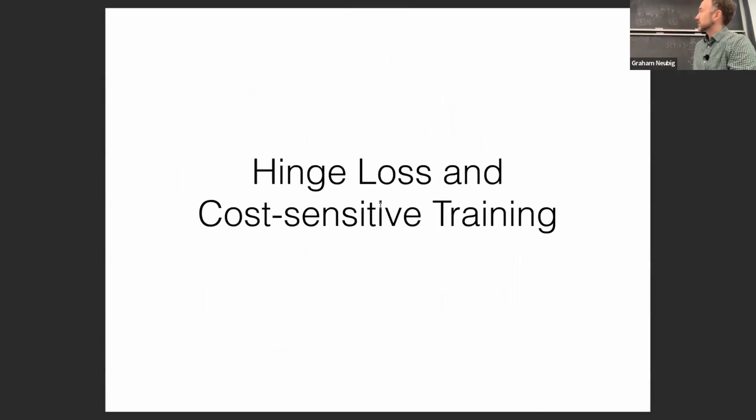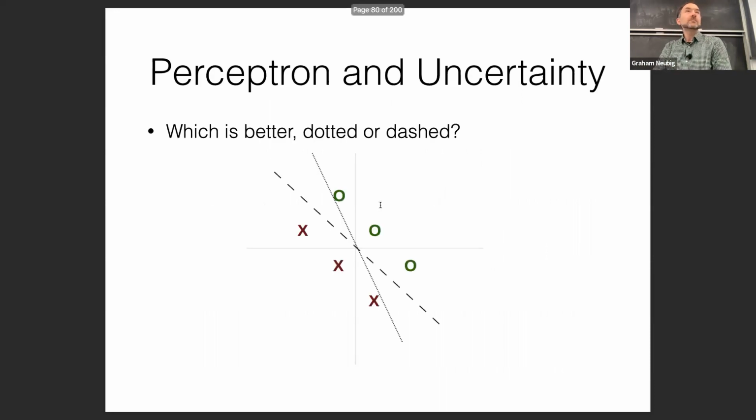So next, I'd like to talk about hinge loss and cost-sensitive training. One of the issues with the perceptron is that it doesn't have a very good concept of uncertainty. This is your basic machine learning class that everybody has seen before. Which line is better, dotted or dashed? Dashed. Okay, thank you. A very, very easy question to make up for all the hard questions I was asking earlier.